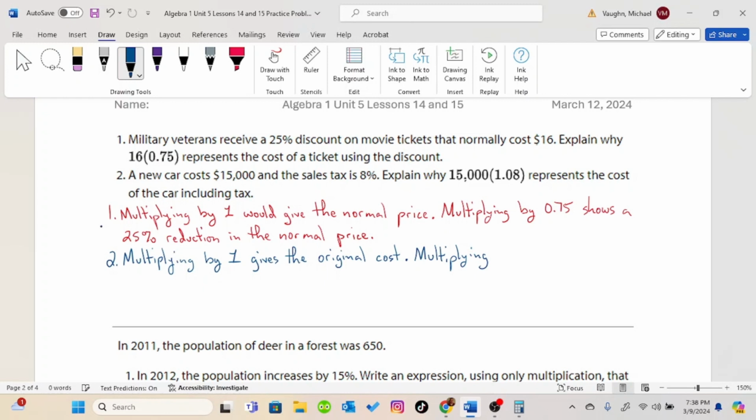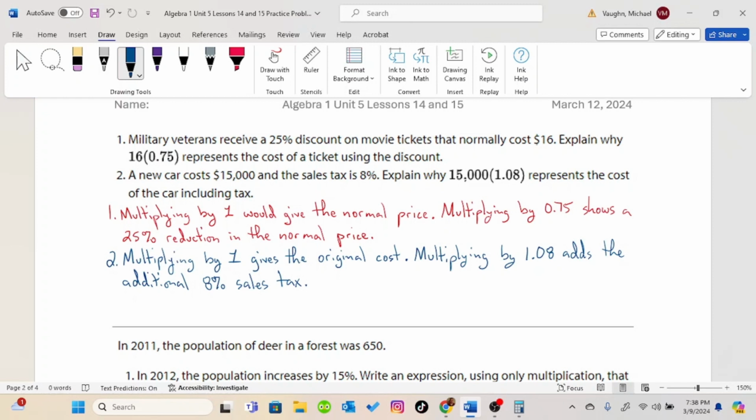Multiplying by 1.08 adds the additional 8% sales tax.